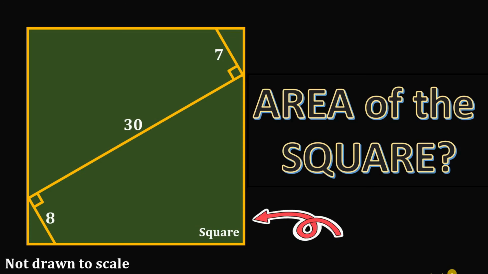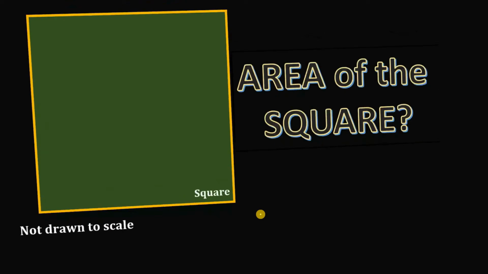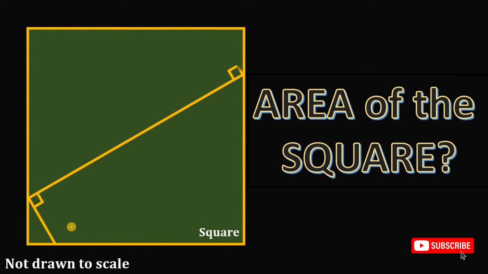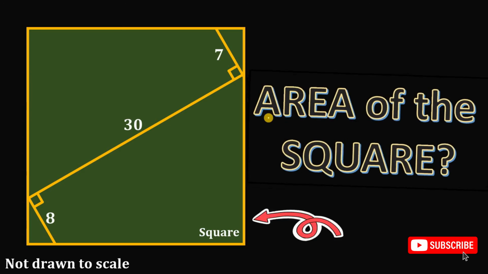Can you solve this geometry challenge? Here's the question. Given this square, and this figure is not drawn to scale. Now, let's draw some segments like this. And now, this segment measures 8 units. This is 30 units. And this is 7 units. Now, the question is, what is the area of this square?